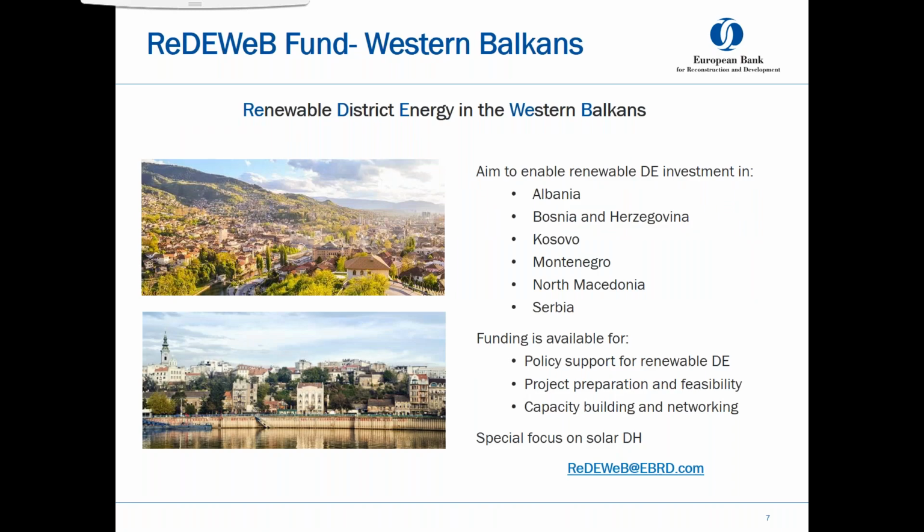We want to see that the projects that we fund are achieving our aims and encouraging greener solutions. So we work with donors, and we work with ways to channel donor funds towards good projects. We have some support programs which specifically encourage those greener solutions. The first up is our Western Balkans focused READy Web Fund. This stands for Renewable District Energy in the Western Balkans, which has been generously supported by the Austrian government.